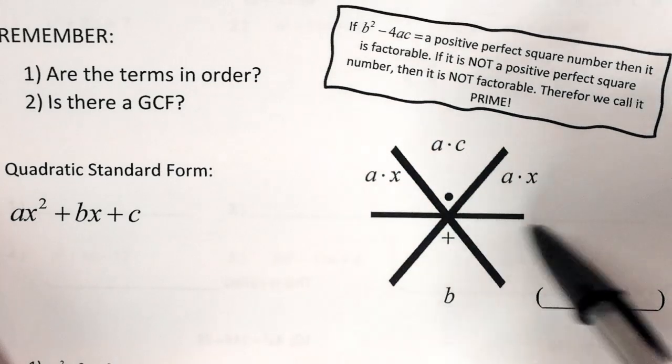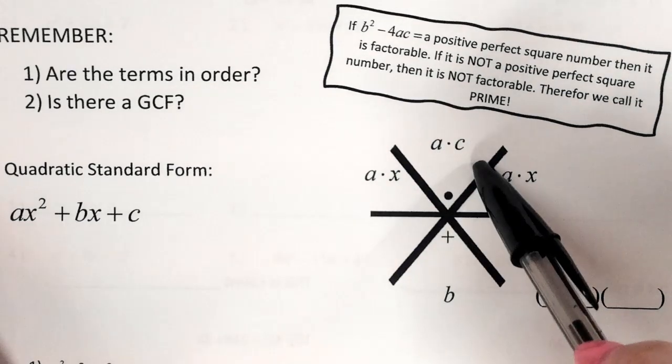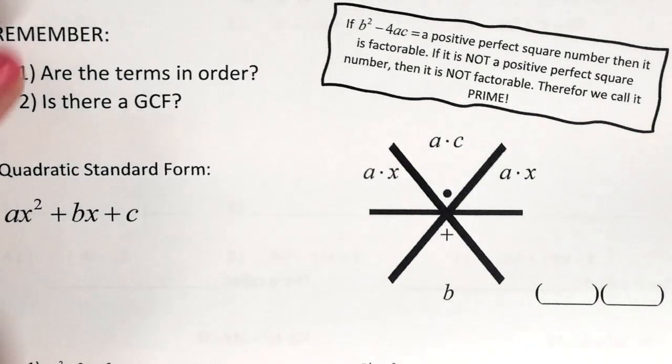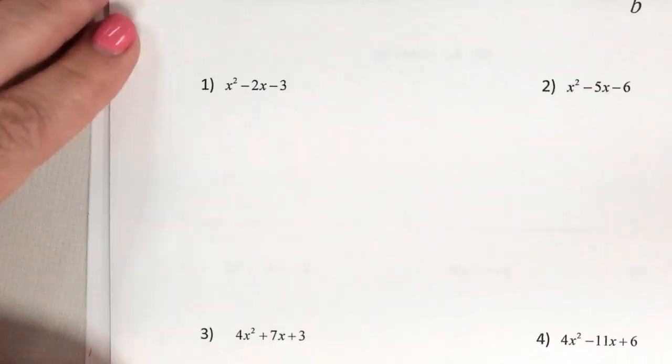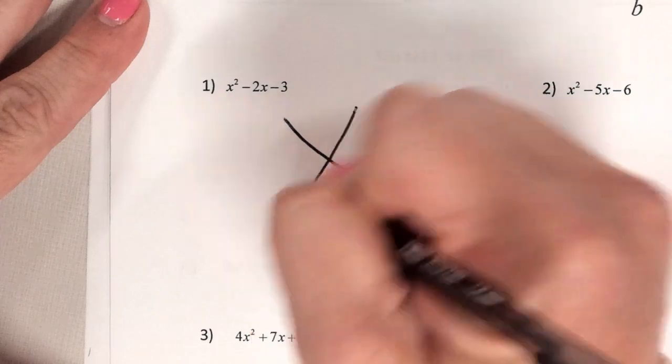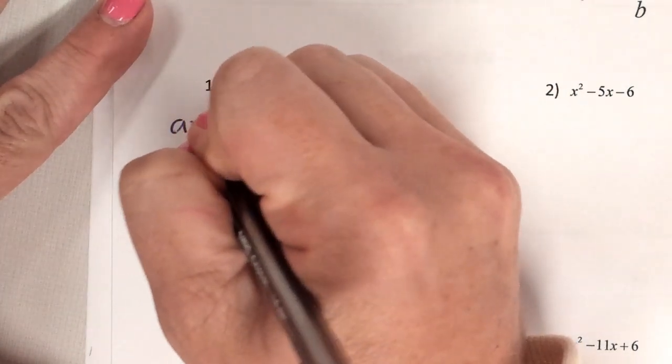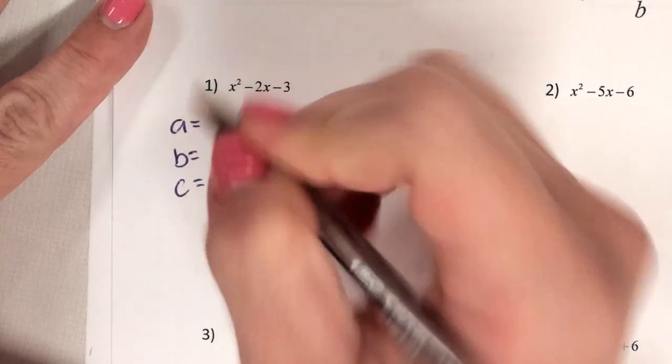And this is how you set up the snowflake. So you draw your x with a line through it, A times C on top, B on bottom, Ax, Ax. It'll make more sense when I show you what I'm saying. So look at number 1. It's in order. There's no GCF. So let's find our A, B, and C.